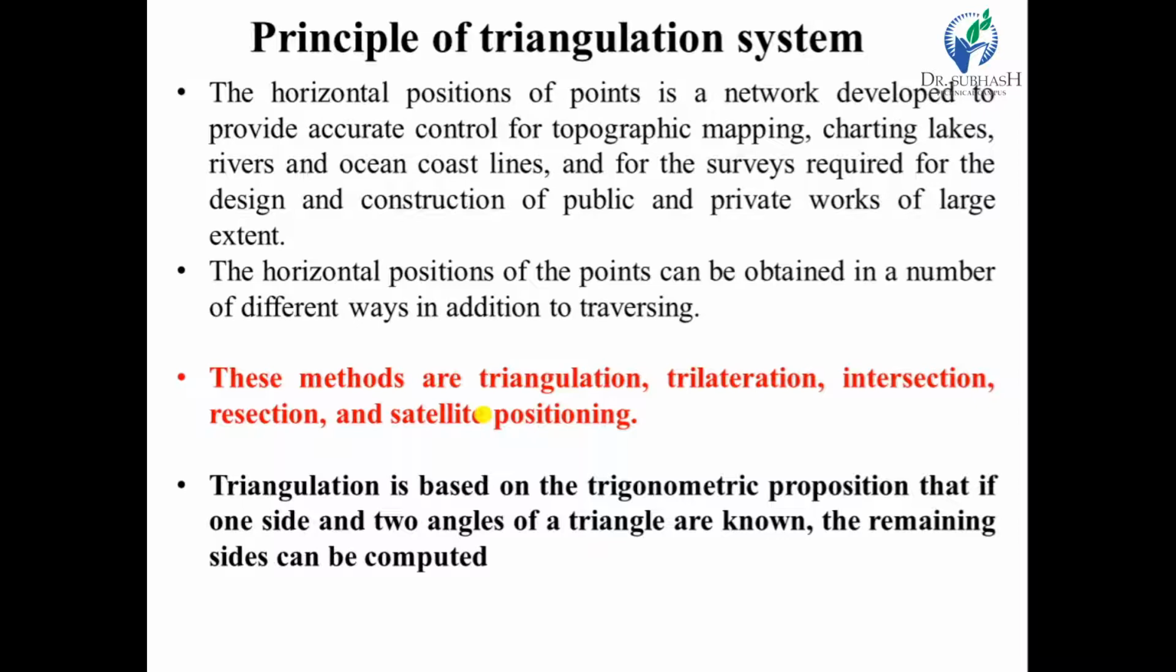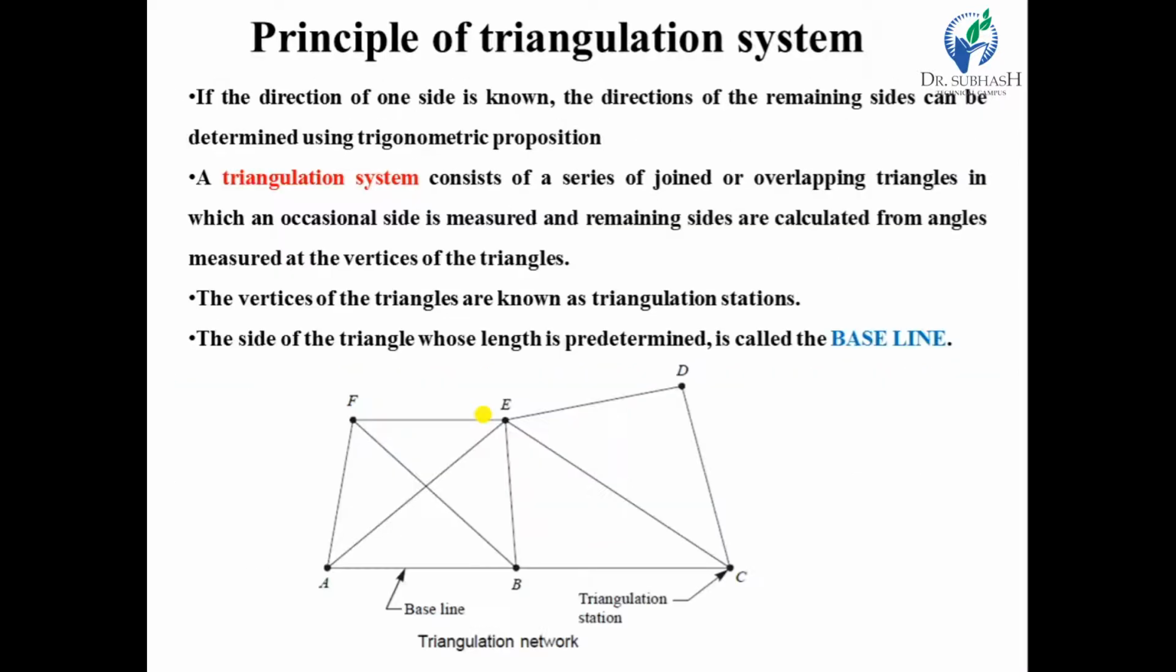Triangulation is based on the trigonometric proposition that if one side and two angles of a triangle are known, the remaining sides can be computed. If the direction of one side is known, the directions of the remaining sides can be determined using trigonometry. A triangulation system consists of a series of joined or overlapping triangles in which an occasional side is measured and the remaining sides are calculated from the angles measured at the vertices of the triangles. The vertices of the triangles are known as triangulation stations.